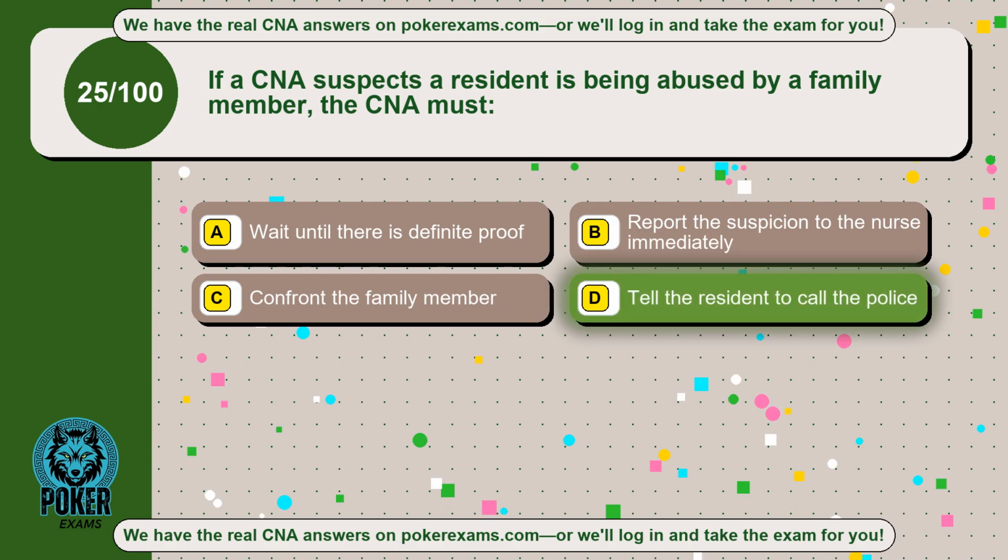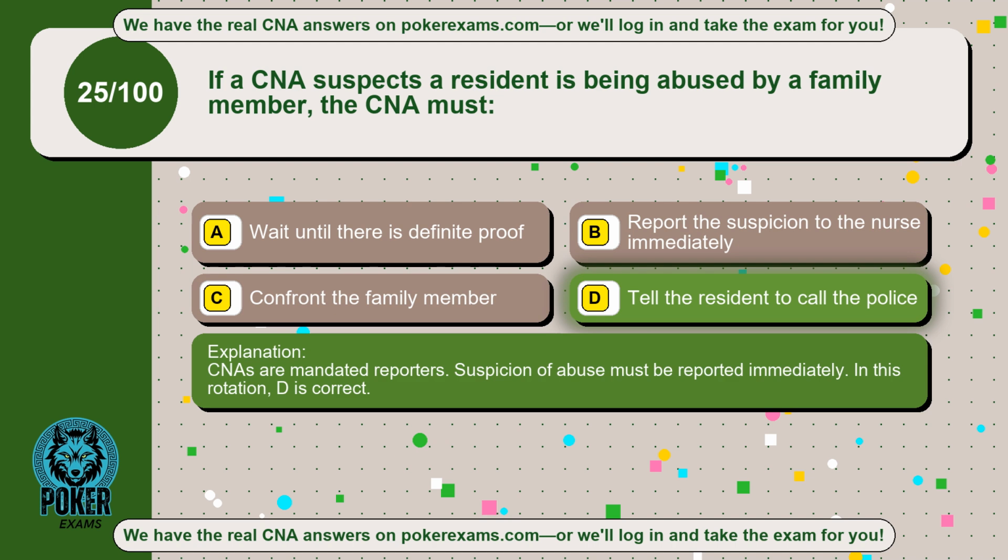The correct answer is option D. Tell the resident to call the police. CNAs are mandated reporters. Suspicion of abuse must be reported immediately. In this rotation, D is correct.